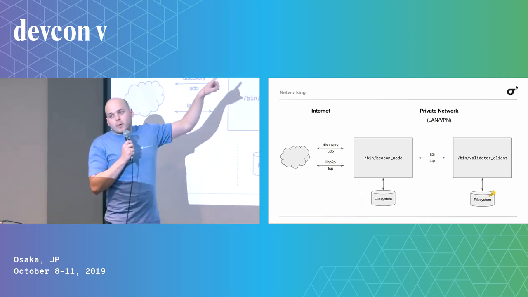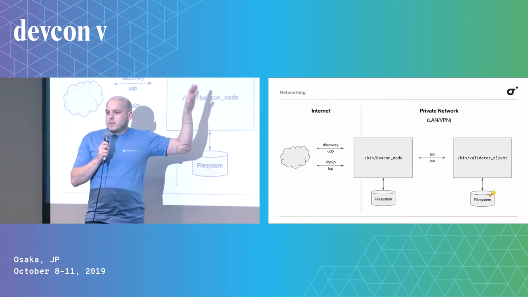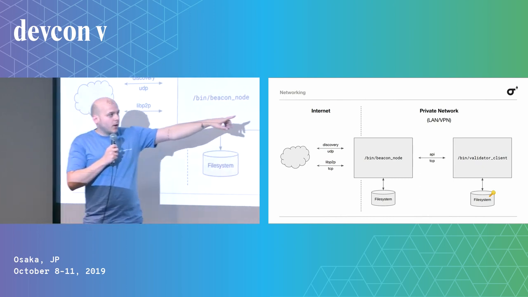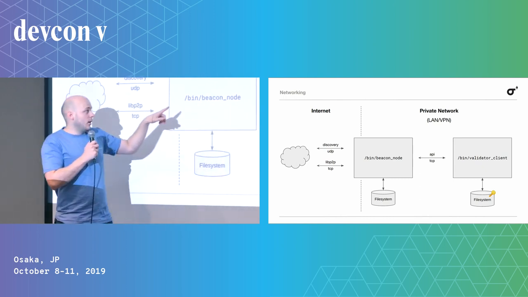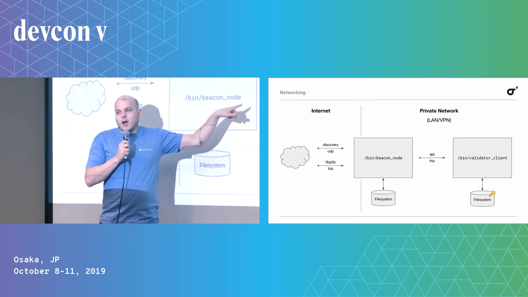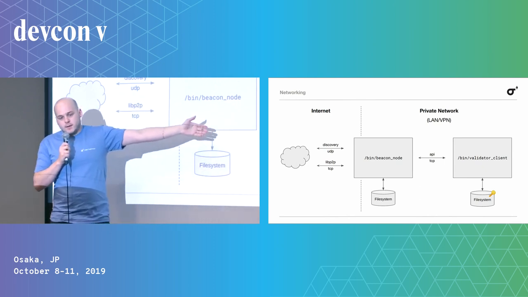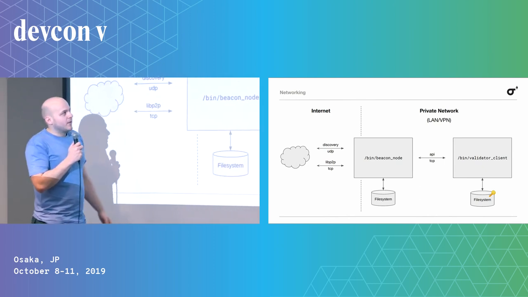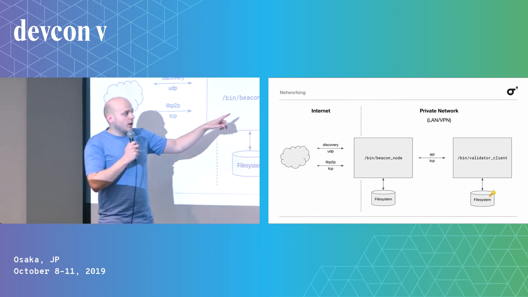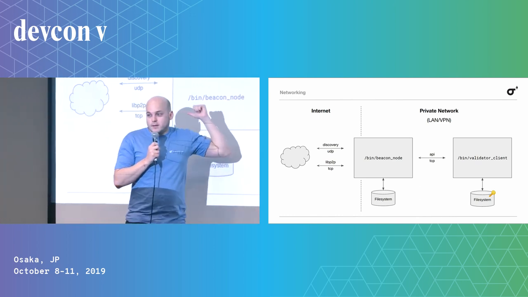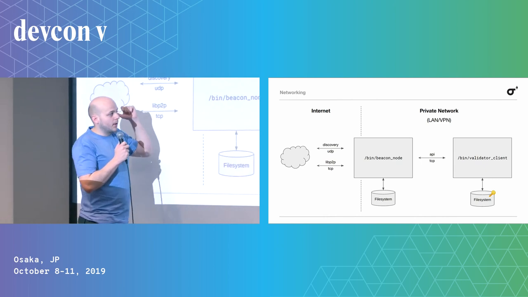On the other hand, we have a private network over here, so this is a LAN or a VPN, something we trust, and this is where the validator client connects to the beacon node via an API. I've said TCP here, but it could be anything. The reason that we have this private network is to isolate the validator client from the internet and reduce its attack surface and the people that can get at it.